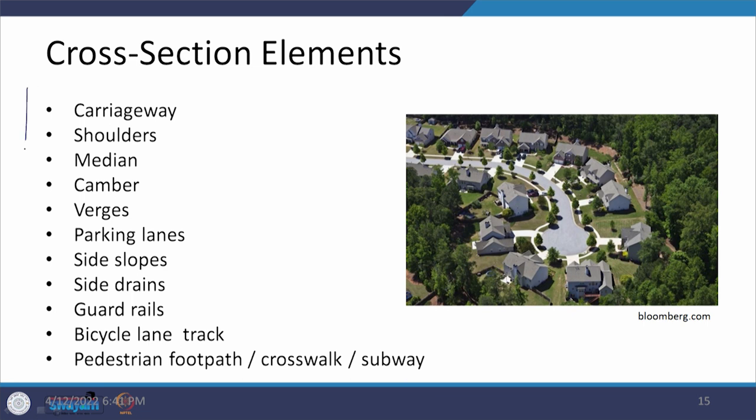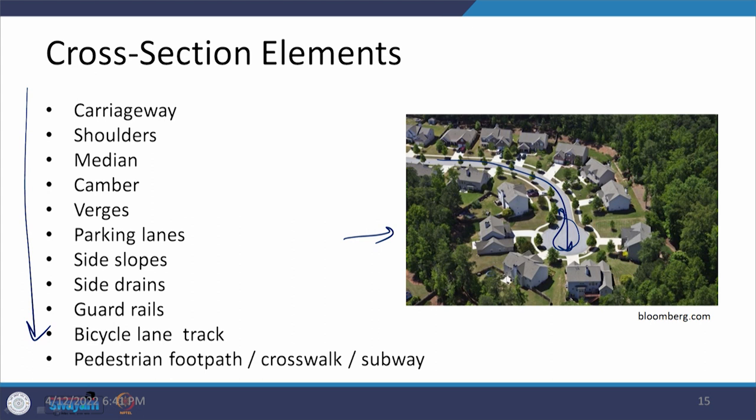That is what is being listed in this particular slide. What you can see is, from top to bottom, we have different elements: carriageway, shoulders, medians, camber, verges, parking lanes, side slopes, side drains, guardrails, and specific facilities for bicycles and pedestrians. Now, this is a photograph being shown, and it is a typical photograph where the road is coming and it is closing here. So, the vehicle comes and goes back. This is actually a cul-de-sac condition.